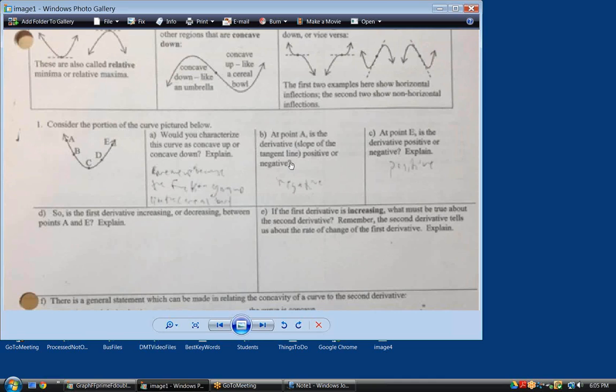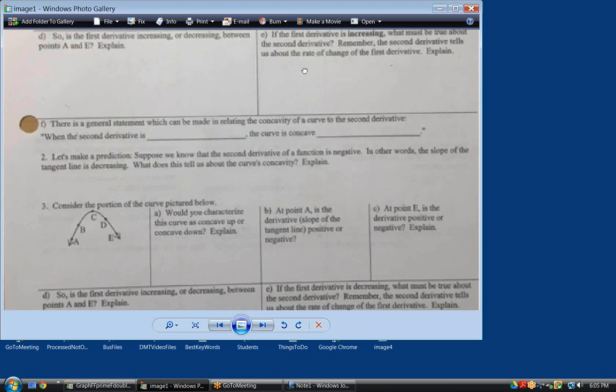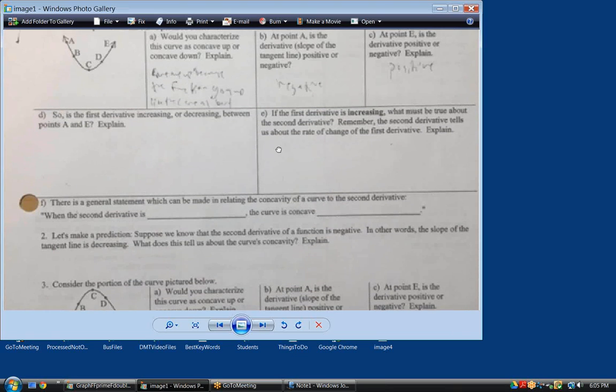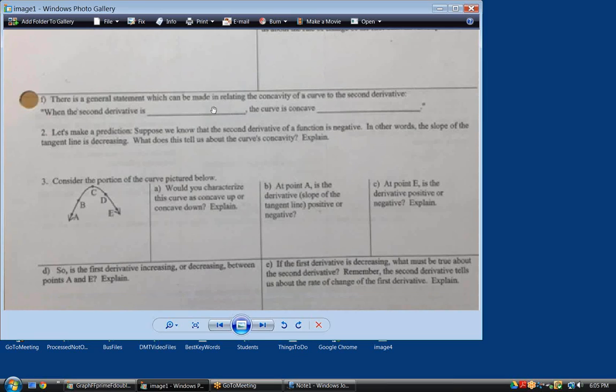Actually, for me, the concavity isn't really the main problem since I understand it. I'm not quite sure about statement 1f, like when the second derivative is blank, the curve is concave blank. I don't quite understand what he's looking for there.